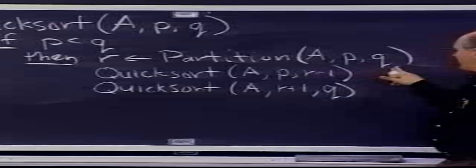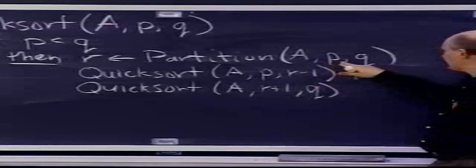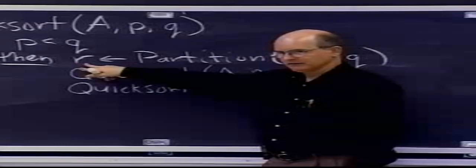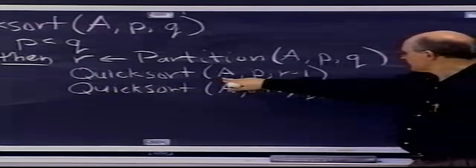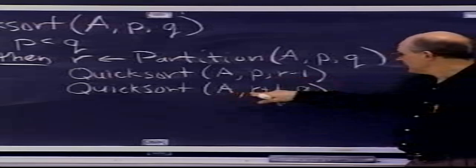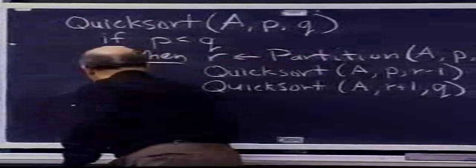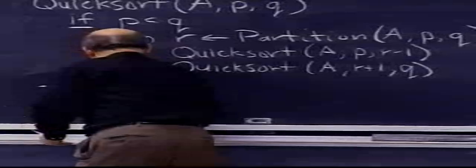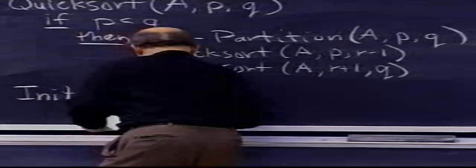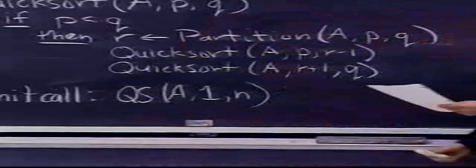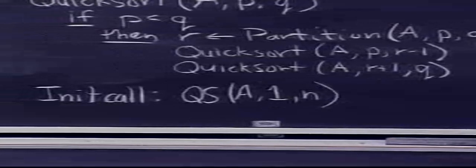Okay? But if there is something to be done, then we partition the array A from P to Q, the subarray, and we return the index of what the partitioning element is. And then we recursively sort the first subarray and the second subarray. Okay, pretty straightforward code. So the initial call for a whole array is to quicksort A from 1 to n. Okay, and I've just given the recursive part of the algorithm. Okay, you sort the whole array, if A is a whole array.